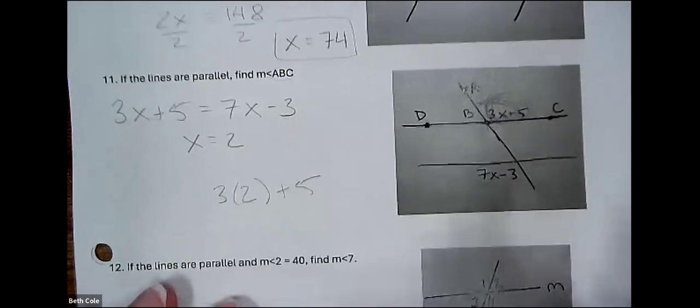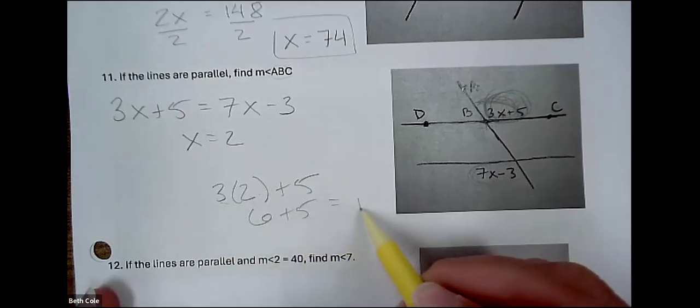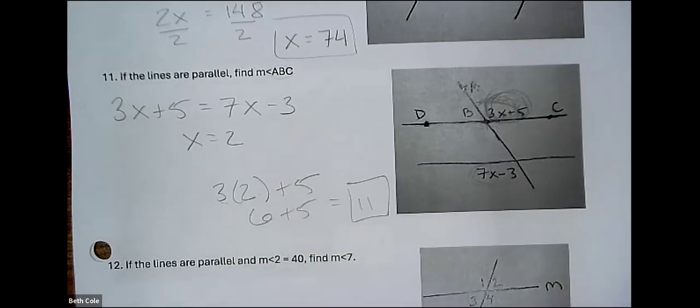As a heads up, it's not going to make sense with how the angle looks. That's because I just invented this problem. It looks like an obtuse angle, so it should be more than 90. It's not going to come out that way, but just go with it, okay? Ms. Cole just invented this problem, so just go with it. All right, you could use a calculator, but what's 3 times 2? Yeah, 6 plus 5, 11, okay?